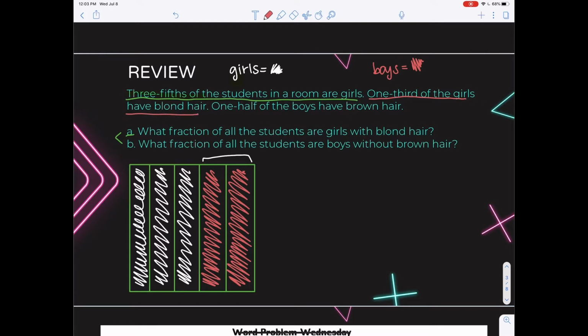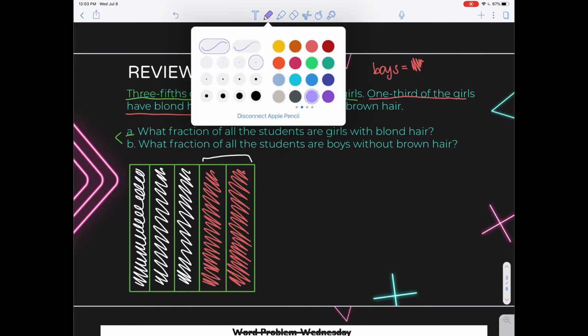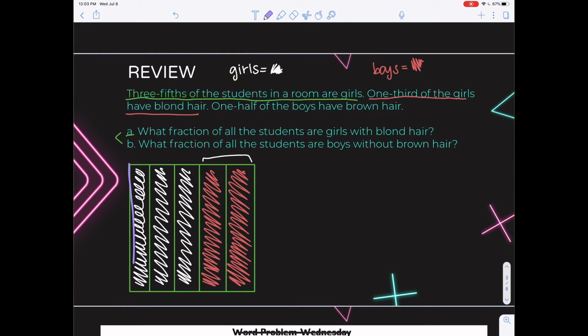Now it tells us 1/3 of the girls have blonde hair. So I need to focus solely on the girls right now, for at least the first question. Here's the girls, and I just scored that with purple so you can see it more. It says 1/3 of the girls have blonde hair, and that goes along with question A: what fraction of the students are girls with blonde hair? So let's chop this purple block up into thirds, and we're going to do this horizontally.